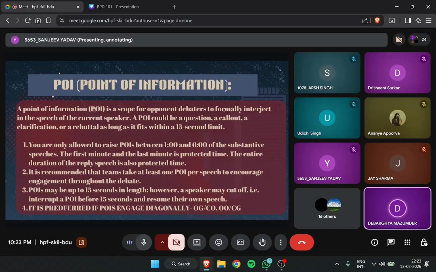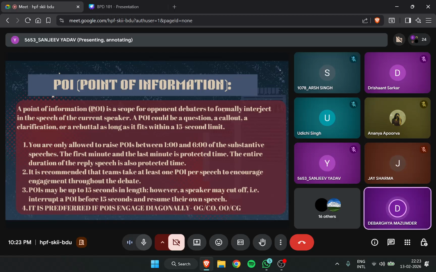A POI can increase your speeds, it can flip your case, etc. Again, 15 seconds is the length of POIs and stuff. Okay, so what happens in BPs as a POI? That means there's a concept of engaging diagonally, right?